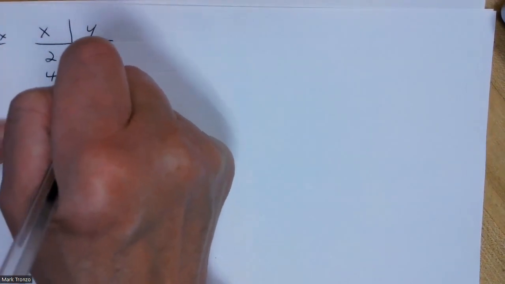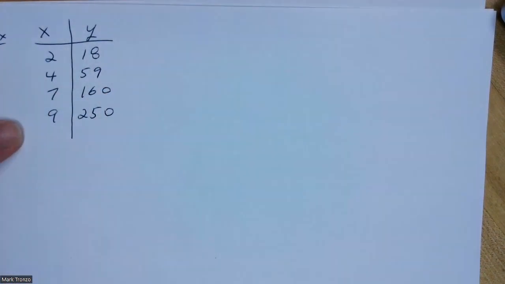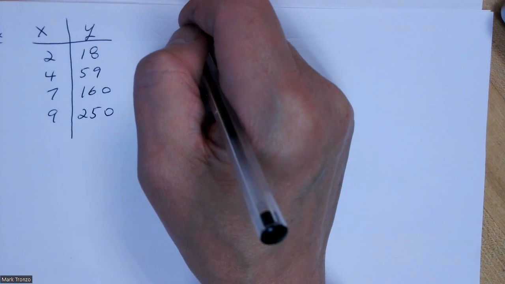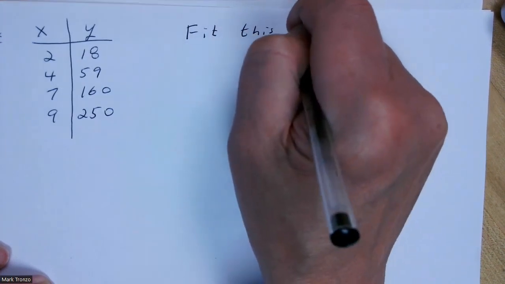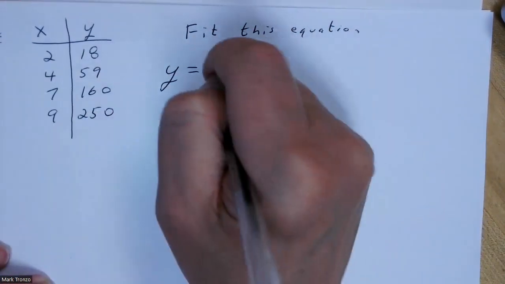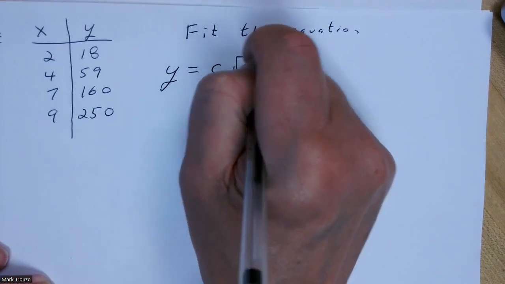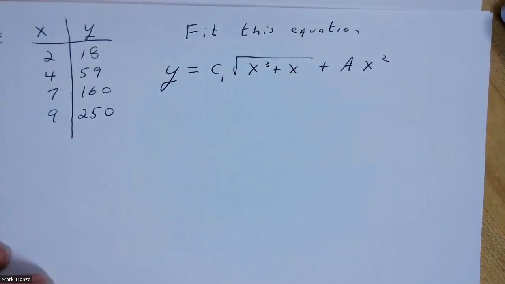So again, let's say you have this. So you have x, y: 218, 459, 7160, 9250. And fit this equation: Y equal, let me call it again, C1 x cubed plus x plus a x squared. So we want to fit this data.